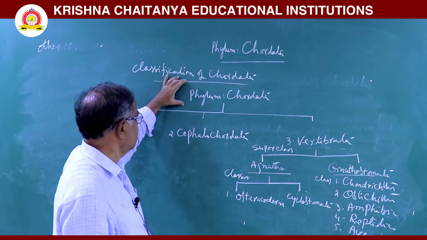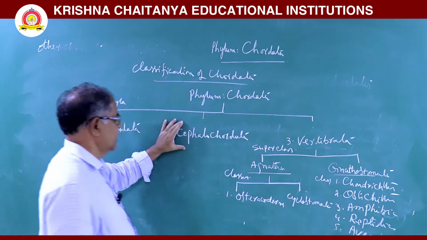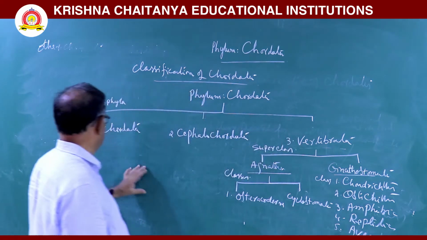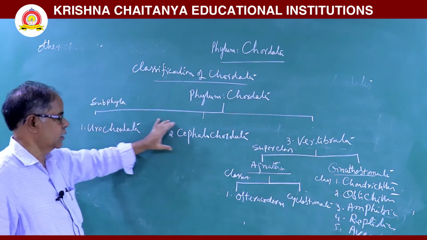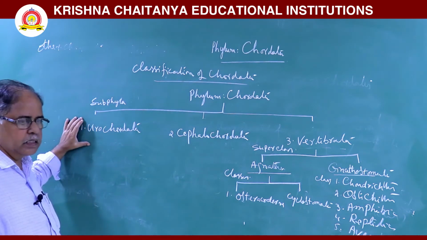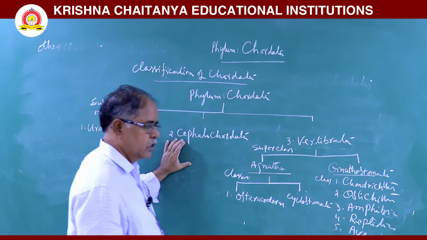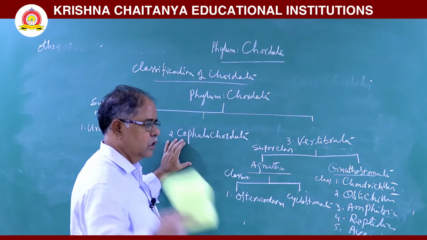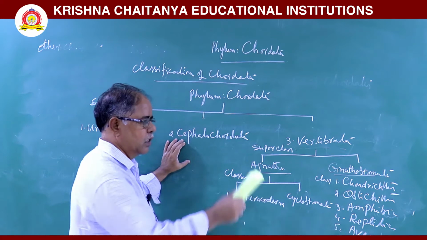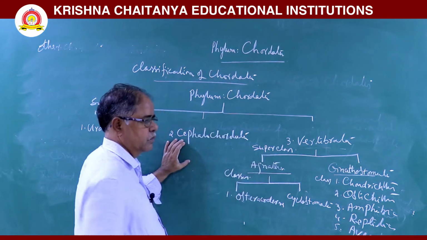The phylum Chordata is divided into three subphyla. One is Urochordata, second one is Cephalochordata, third one is Vertebrata. This Urochordata and Cephalochordata combine and form Protochordates. In Urochordates, the notochord is present in the tail region. In Cephalochordates, the notochord is present throughout along the body. That is, it extends from posterior part to the anterior part. That too, it protrudes into the skull.